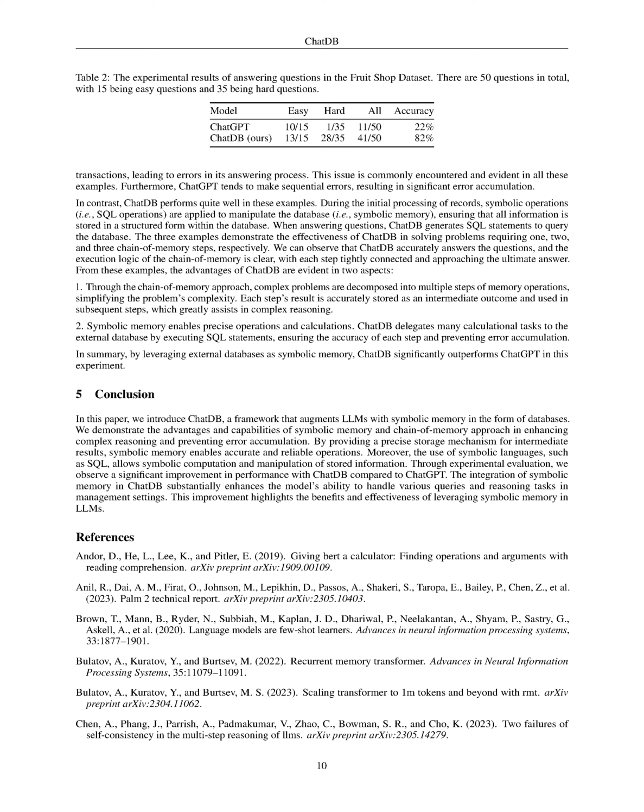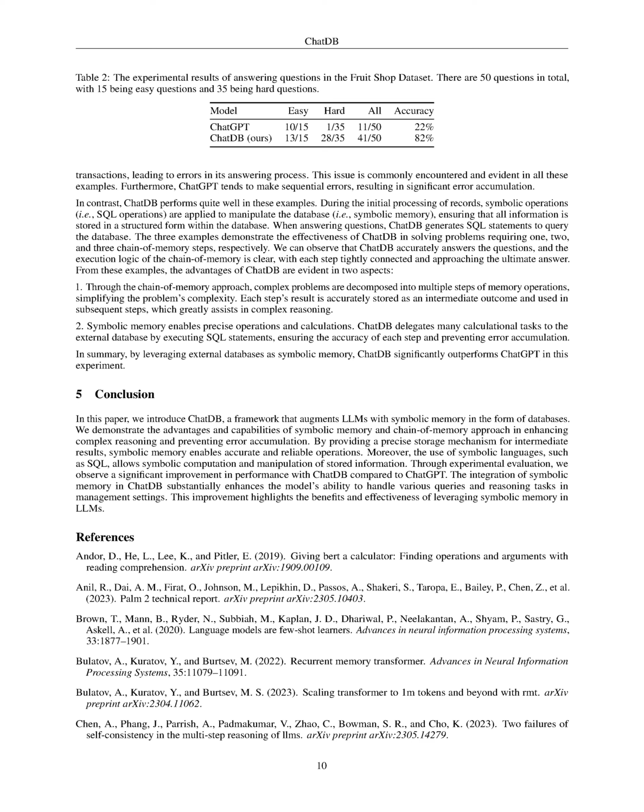of memory referencing. ChatDB's strengths shine in 2 main areas. 1. Through its chain of memory approach, it can break down complex problems into smaller, more manageable steps. The result of each step is stored accurately and used in subsequent steps, greatly aiding in complex reasoning. 2. It uses symbolic memory for precise calculations and operations. Many of the tasks related to calculations are delegated to the external database through SQL, ensuring the accuracy of each step and minimizing errors. In conclusion, by employing external databases as a symbolic memory tool, our ChatDB model significantly outperforms ChatGPT in our experiment.